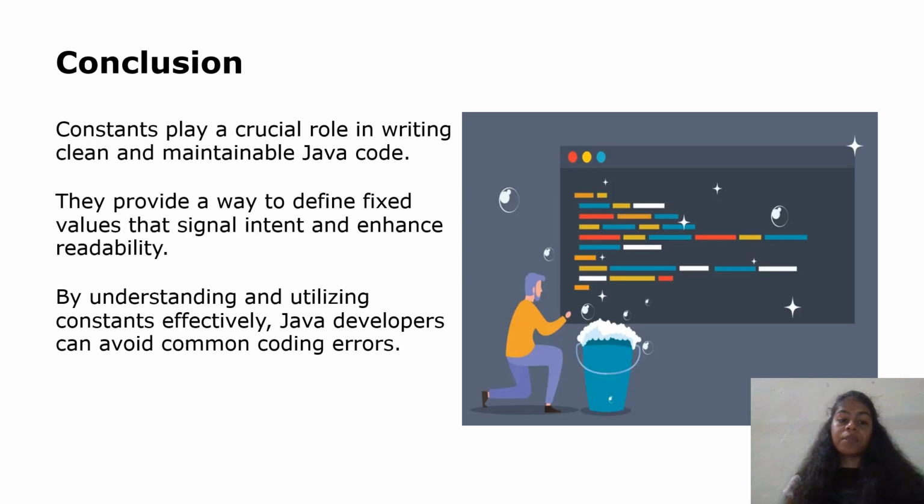Conclusion. Constants play a crucial role in writing clean, maintainable Java code. They provide a way to define fixed values that signal intent and enhance readability. By understanding and utilizing constants effectively, Java developers can avoid common coding errors.